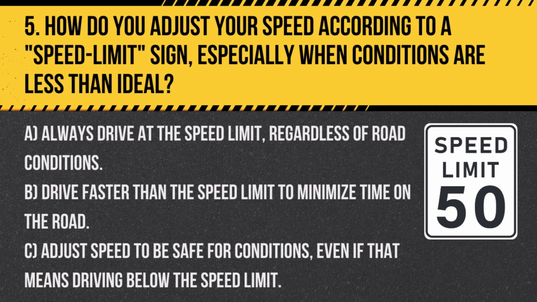Question 5. How do you adjust your speed according to a speed limit sign, especially when conditions are less than ideal? A. Always drive at the speed limit, regardless of road conditions. B. Drive faster than the speed limit to minimize time on the road. C. Adjust speed to be safe for conditions, even if that means driving below the speed limit.